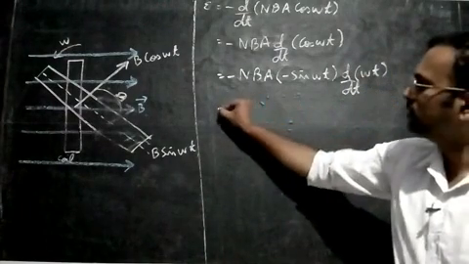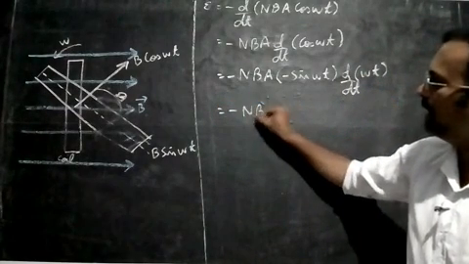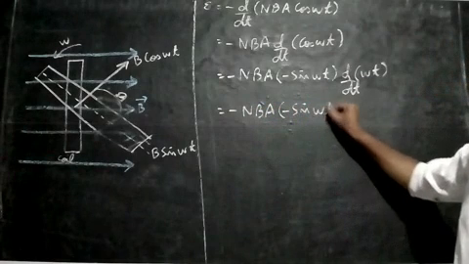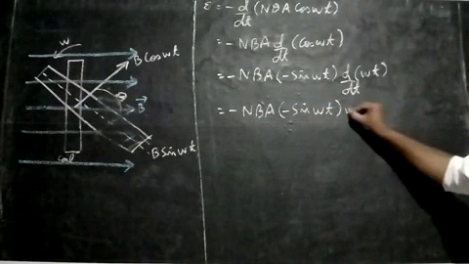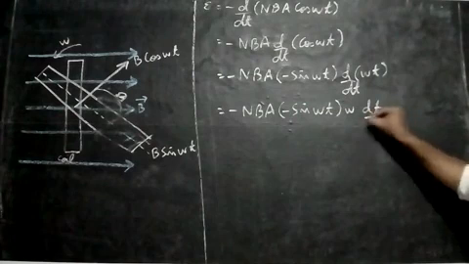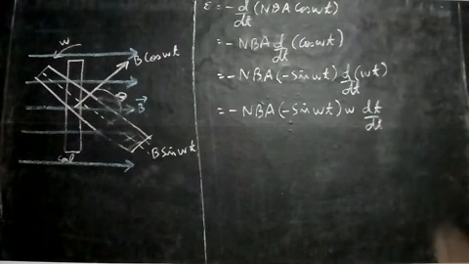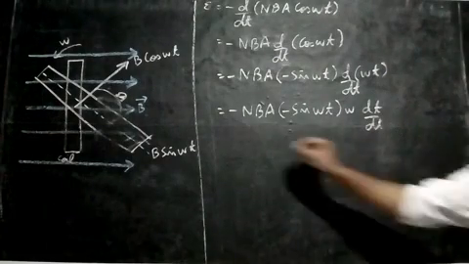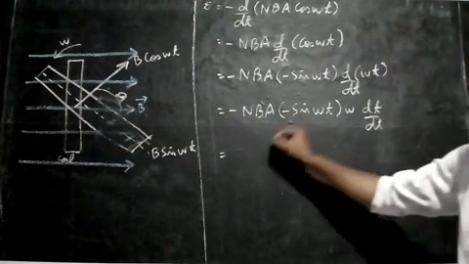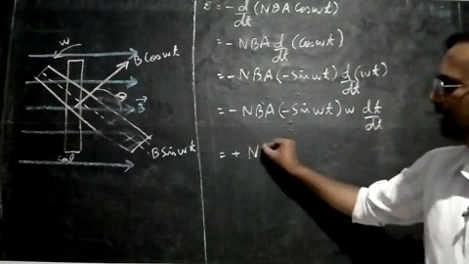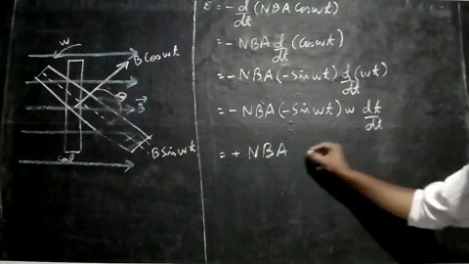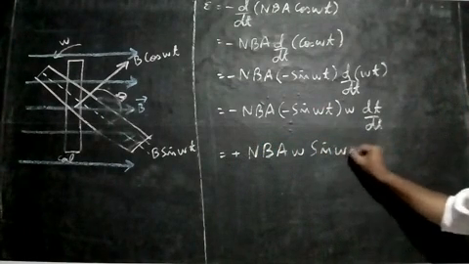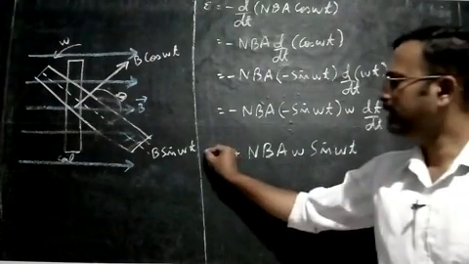So what you have is minus NBA into minus sin omega t, into omega comes out and dt by dt. So t will be remaining now. dt by dt is 1. Then minus into minus will become plus. So plus NBA, and omega is also there. We bring the omega in front, sin omega t. So this will be the EMF we get.